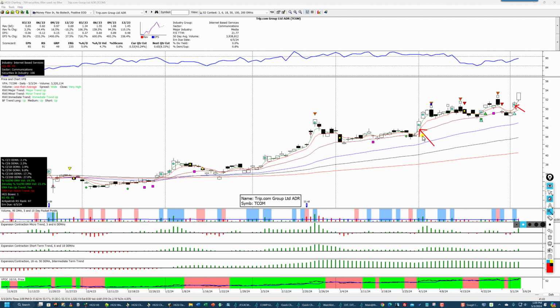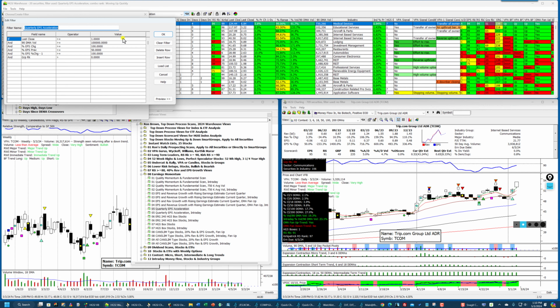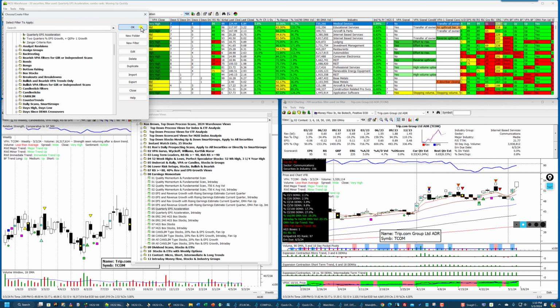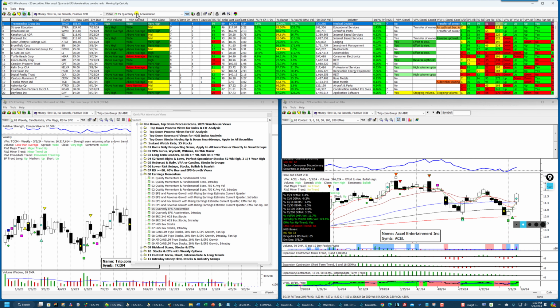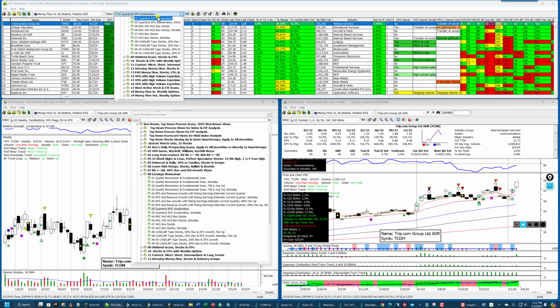This one, quarterly EPS acceleration, 20 stocks. What I required here is the EPS change has to be greater than or equal to 100%. The previous has to be greater than or equal to 50% compared to the prior year. And the last quarter, the current EPS minus 1 quarter ago has to be 100%. And I call this quarterly earnings per share acceleration. And only 20 stocks out of the money flow pass this.